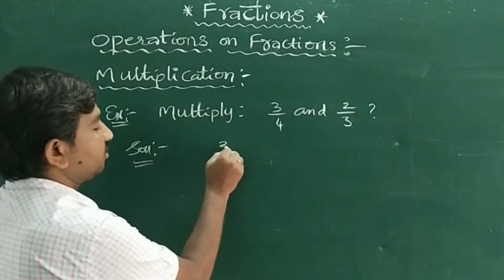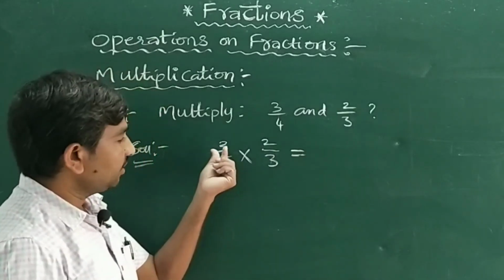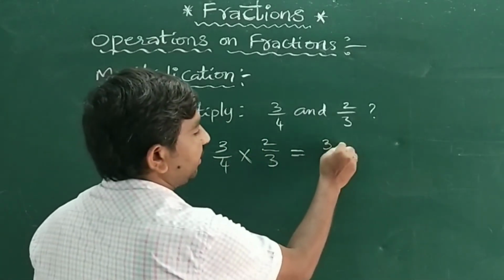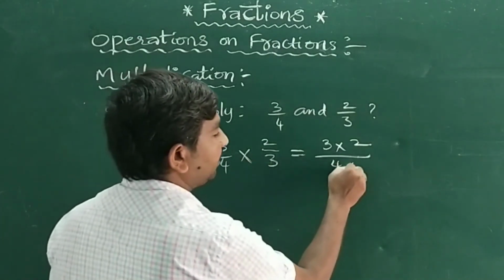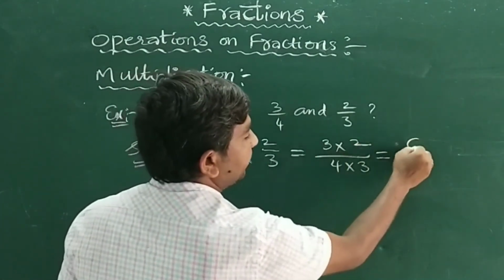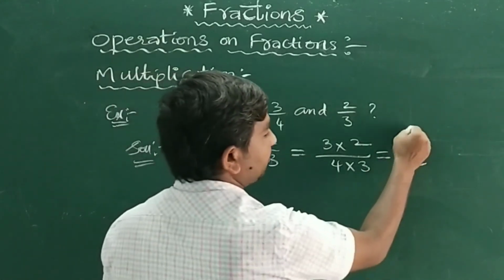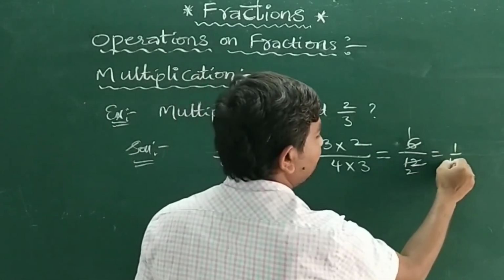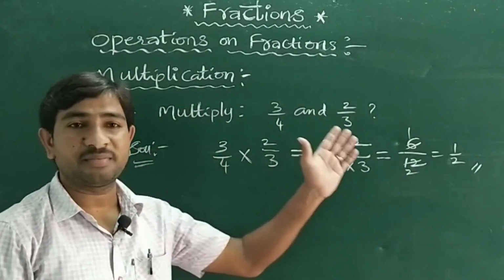So 3 by 4 into 2 by 3 equals numerator times numerator, 3 into 2, by denominator times denominator, 4 into 3. So 3 twos are 6 by 4 threes are 12. If there is any cancellation, 6 ones are 6, 6 twos are 12, so you can do it: 1 by 2 is the answer. This is the multiplication process for fractions.